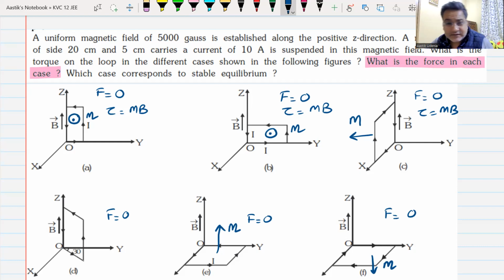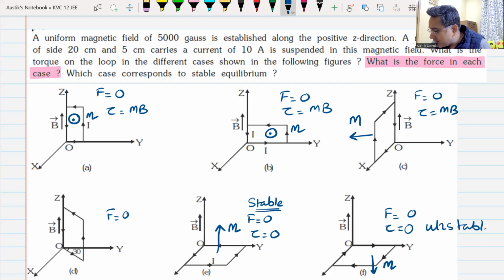In the fifth case, M and B are in the same direction, so torque is 0. This is the case of stable equilibrium. Do we understand this? Yes, sir. Here again the torque is 0, but this is the case where the angle between M and B is 180. This is the case of unstable equilibrium. Do we understand this? Yes, sir.